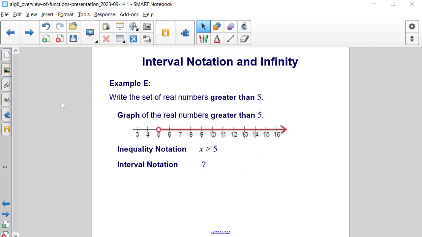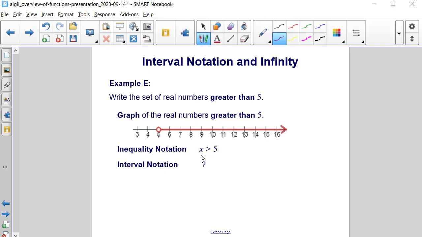Here's another example with interval notation and infinity. We are going to write the set of real numbers greater than 5. So when we graph this, we are going to graph the real numbers greater than 5. So we have an open circle at 5, and we are shading or pointing our arrow to the right because it's everything greater than our 5 value. This time with inequality notation, it is given to us as being x is greater than 5.